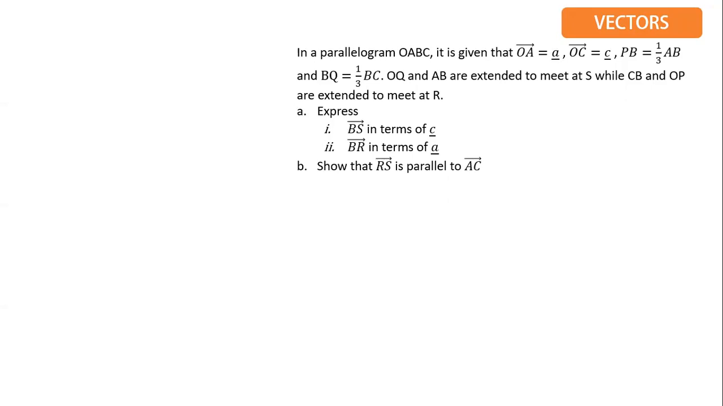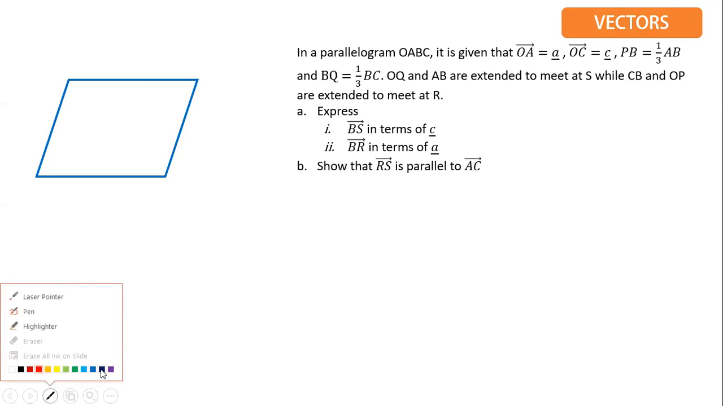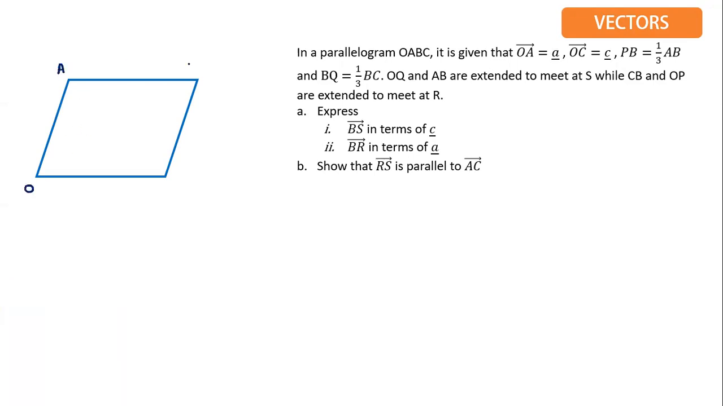In a parallelogram OABC, that means we already know that we are starting with the parallelogram OABC. So I'm going to sketch the parallelogram first. Okay, this is my parallelogram, class, with O, A, B, and C. Got it? Done. I think everybody should understand the meaning of a parallelogram: two sides will be parallel. We have two pairs of parallel lines.